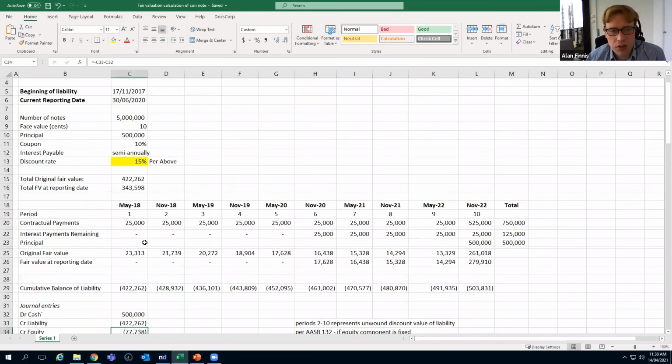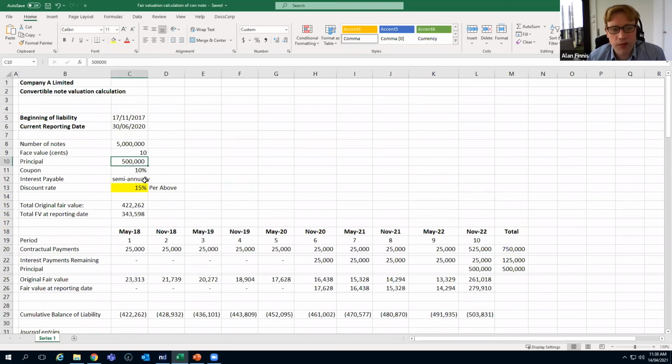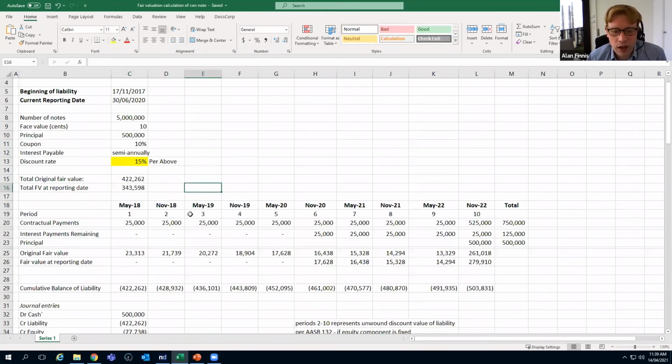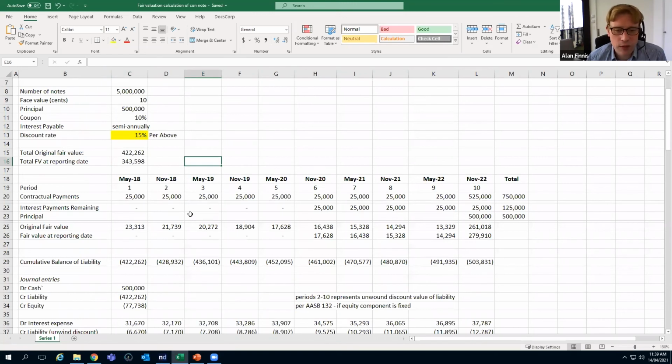So this note is just a random example, and it's for a principal of 500,000, a face value of 10 cents, and 5 million notes issued. It has a coupon of 10% paid semi-annually, and then a discount rate here of 15%. How we calculate our equity component of this note is effectively we do an NPV calculation over the value of the note. This obviously is the most judgmental component of the whole spreadsheet, and that's why I've highlighted it in yellow.